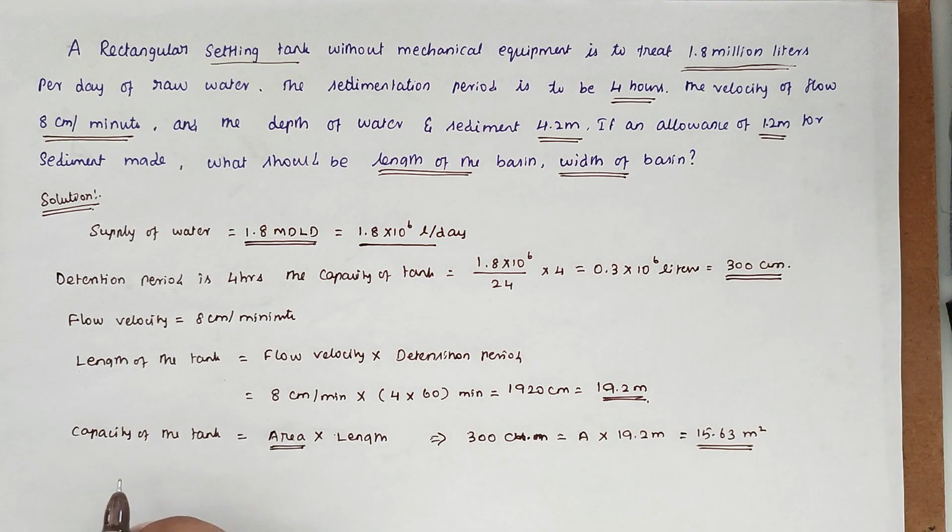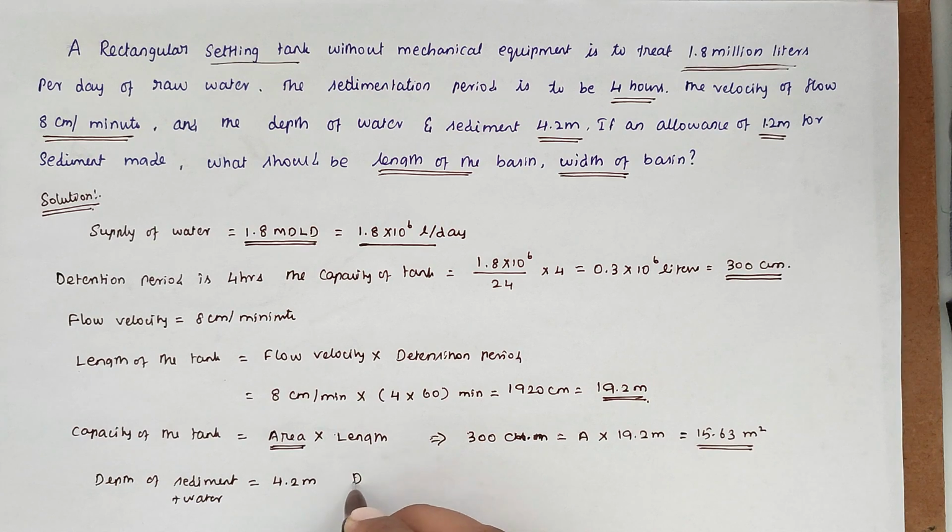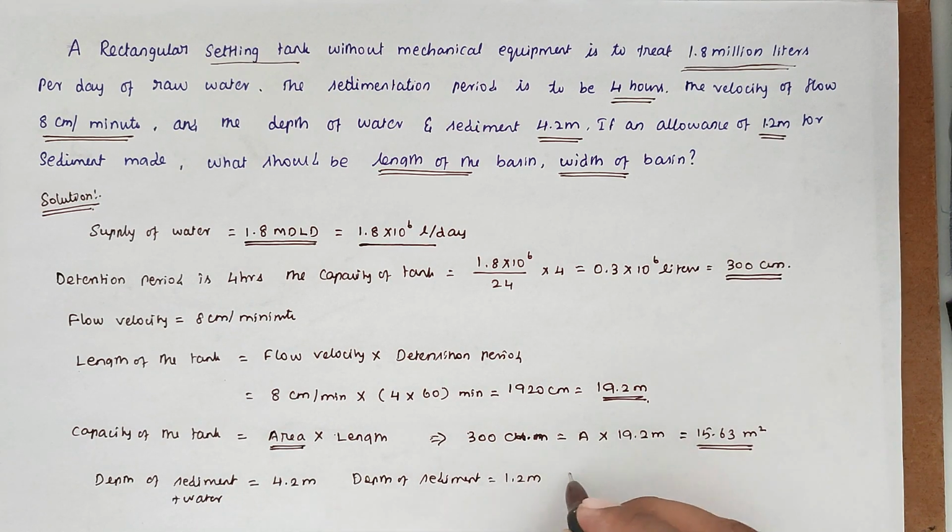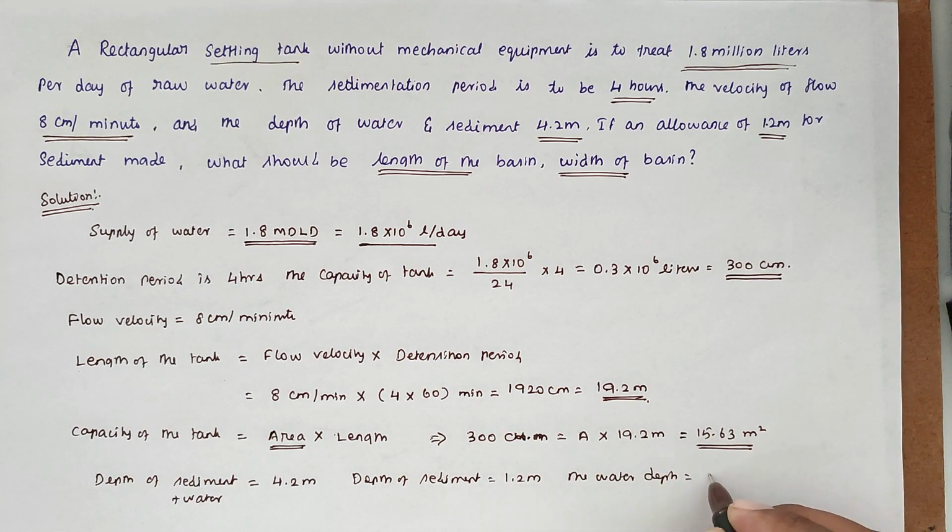Now the depth of sediment. The depth of sediment plus water is given as 4.2 meter, and the depth of sediment is only 1.2 meter. So the water depth equals 4.2 meter minus 1.2, that is 3 meter.